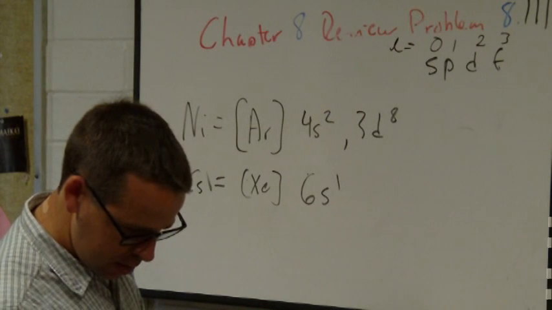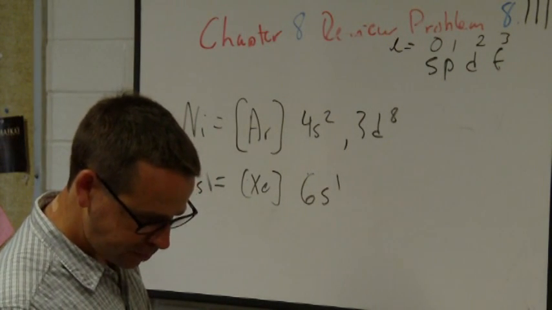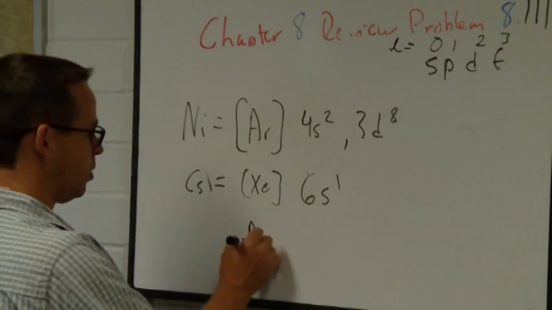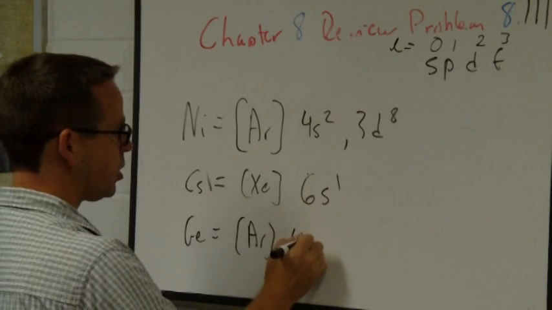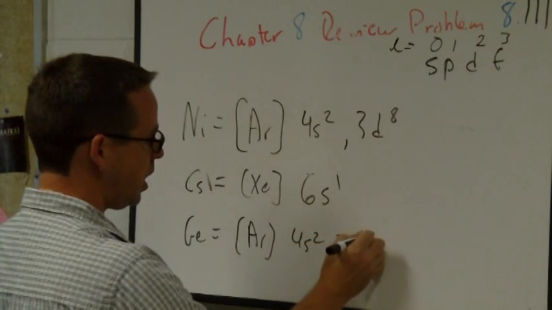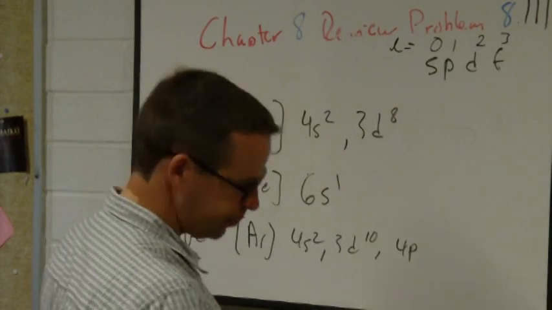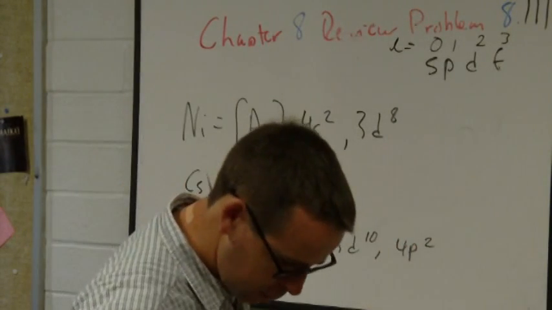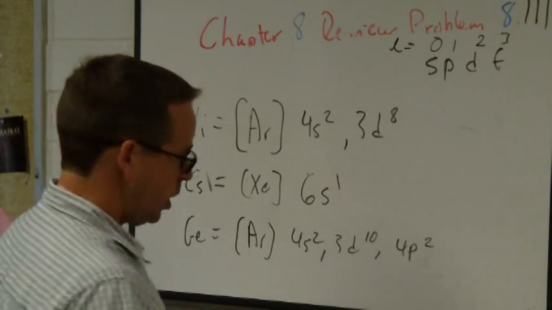Okay, germanium. So germanium, argon is our core again. 4s2, 3d10, 4p2. Right, going through gallium and then germanium.